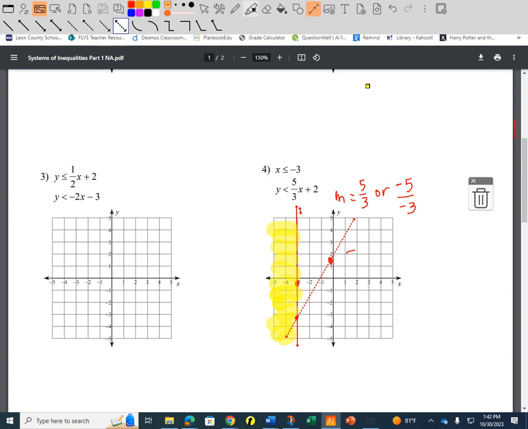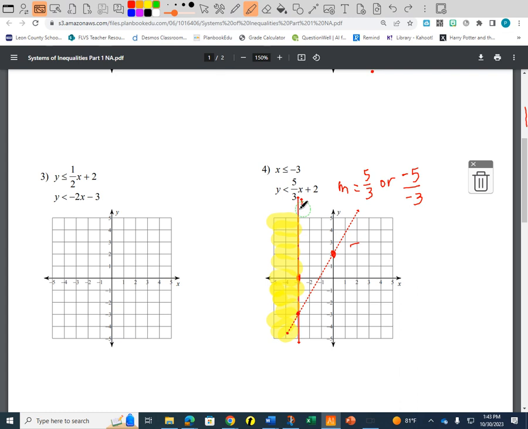Alright, so this is shaded up or down, Jeremiah? Nope, it's pointing to the left, right? Down. So put my pencil on the line and pull down.